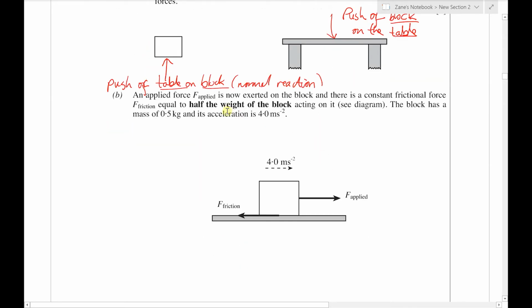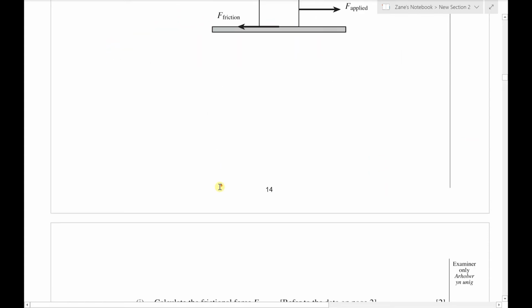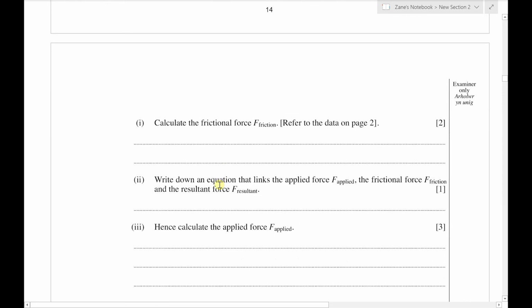Next we're told there's an applied force, F applied, exerted on the block, and there's a constant frictional force, F friction, equal to half the weight of the block. The block's got a mass of 0.5 kilograms and its acceleration is 4 meters per second squared, and we've got a diagram representing the forces and the acceleration. And next we have to calculate the frictional force.